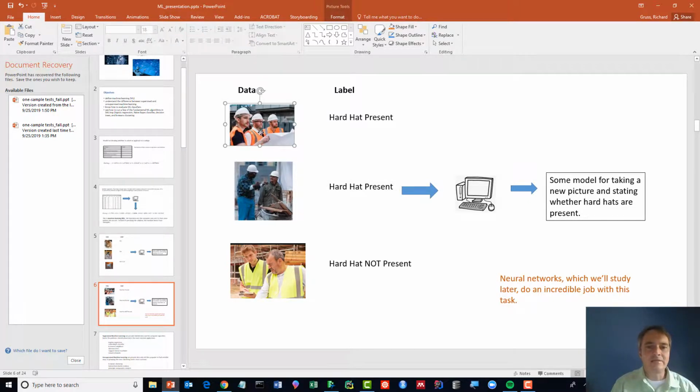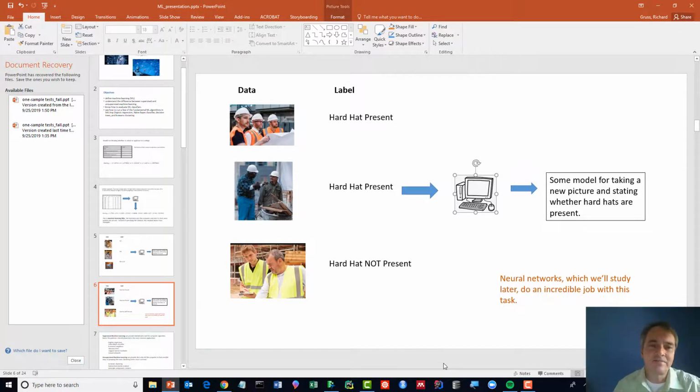So we could say, okay, here's how you learn about hard hats. Here's a picture of people wearing a hard hat. Here's a picture of people wearing a hard hat. And here's a picture of people not wearing a hard hat. Okay, so we feed these images into the computer, it processes all the pixels, and it learns what to look for. And it comes up with some kind of model.